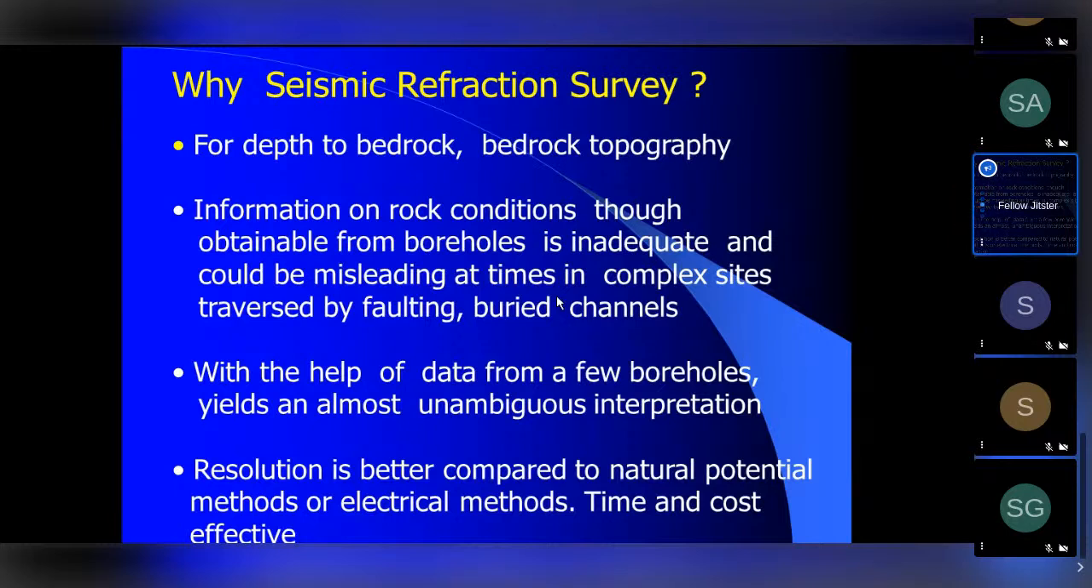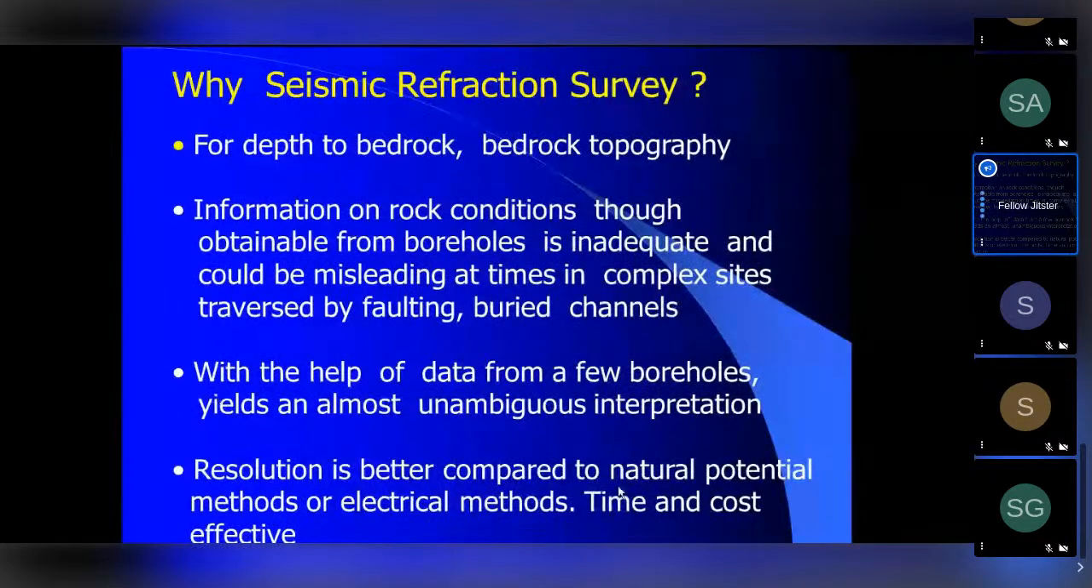We'll see the pictures in a minute. So, information on rock condition, though obtainable from boreholes. Now this is applied for engineering, because seismic refraction is used extensively for engineering projects. It is talking about information on rock condition, though obtainable from boreholes, being inadequate and could be misleading at times in complex sites, traversed by faulting or buried channels. So with the help of data from a few boreholes, we don't have to worry about all that. Points 2 and 3 are related to engineering.